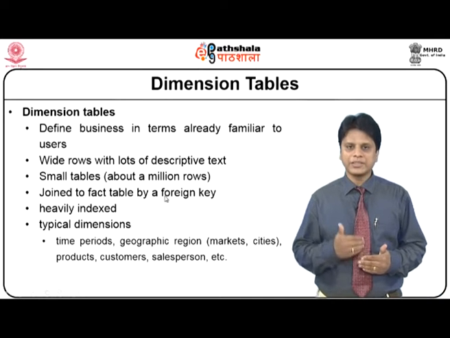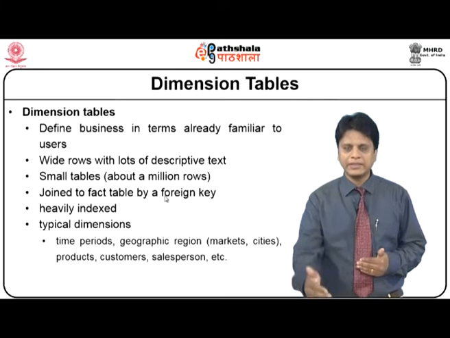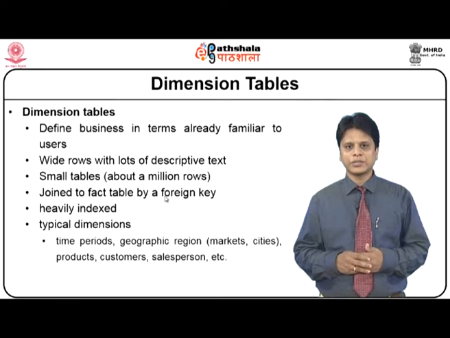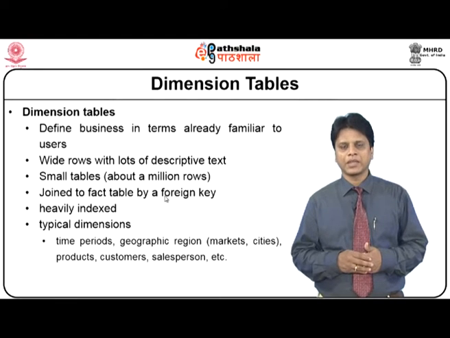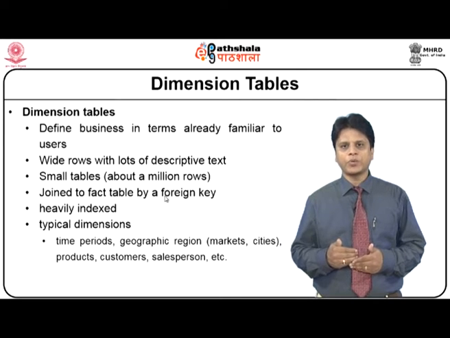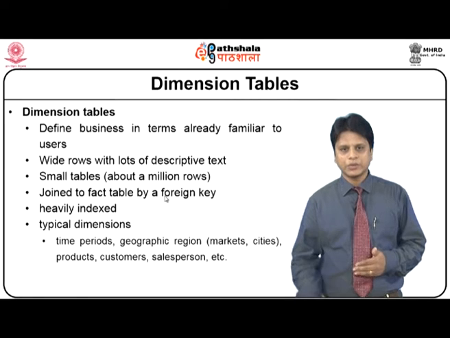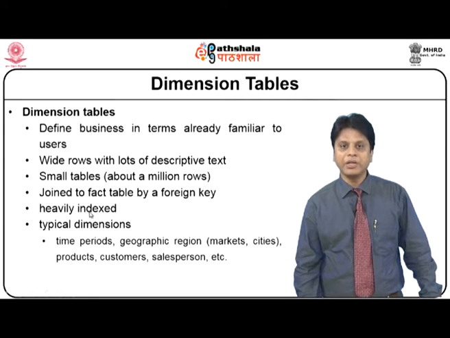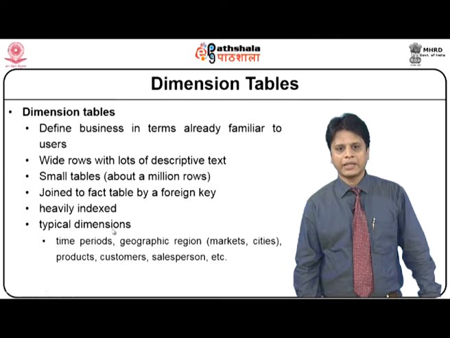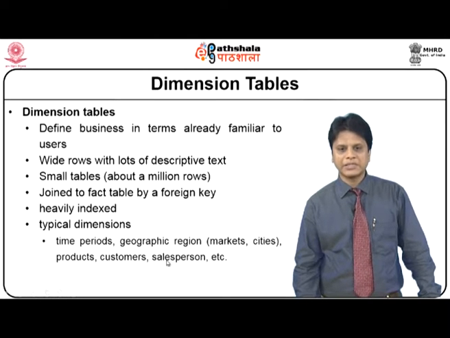After I construct these dimension tables, I might go for an advanced table which could accommodate all these dimensionality values, and that is called a fact table. But this fact table will have the primary keys of only these dimension tables. These dimension tables are heavily indexed, and the typical dimension tables are like time period, geographical region like market, city, the different products, customers, salesperson, etc.